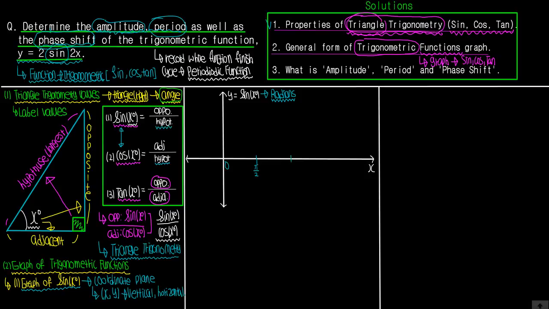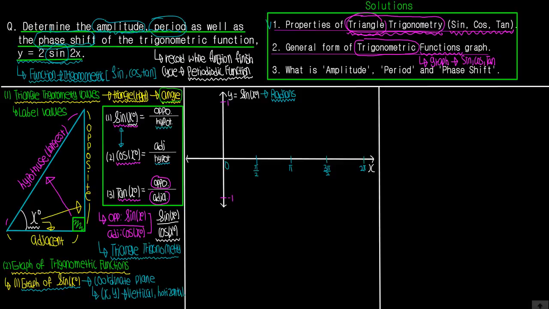And let's say this is 180 degrees, which is pi. And this is 270 degrees, which is 3 pi over 2. And this is 2 pi. And 2 pi is the end of a cycle. So if you draw a format of our sine graph, its maximum point should always be 1, and its minimum point should also be -1.